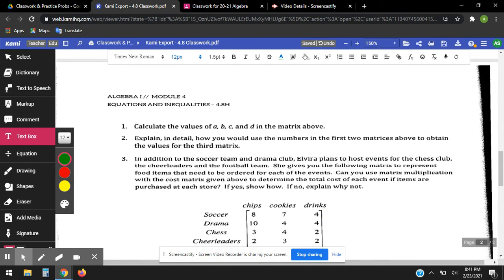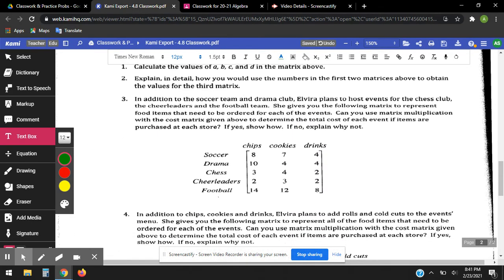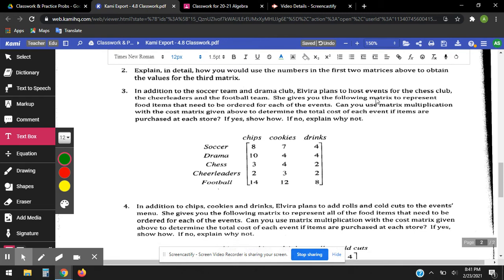All right. In addition to the soccer team and drama club, Elvira plans to host events for the chess club, the cheerleaders, and the football team. She gives you the following matrix to represent the food items that need to be ordered for each of the events. Can we use this matrix multiplication with the cost matrix given above to determine the total cost of each event if items are purchased at each store?